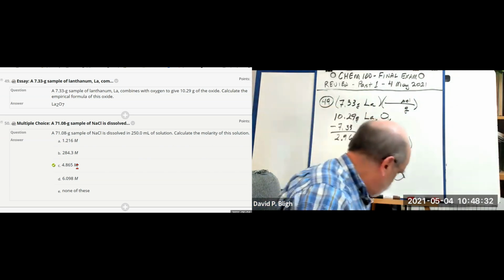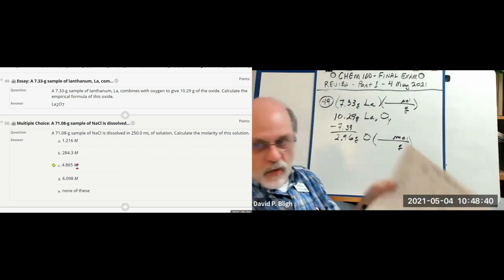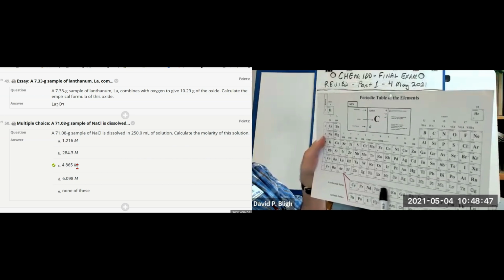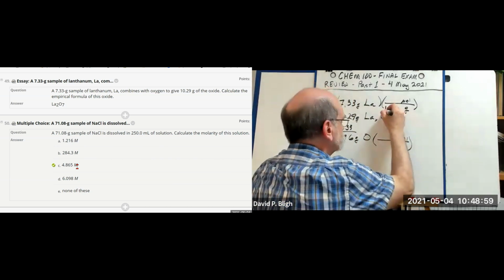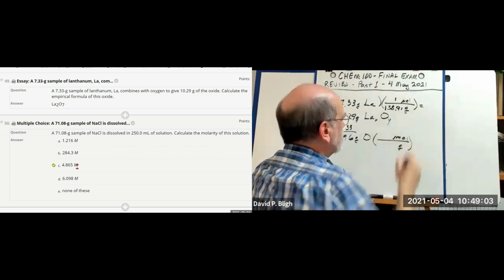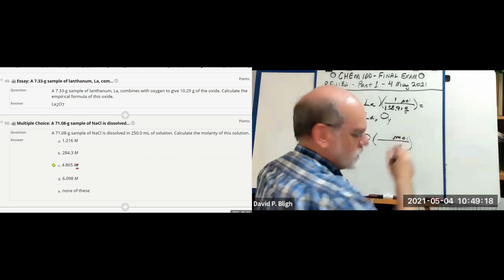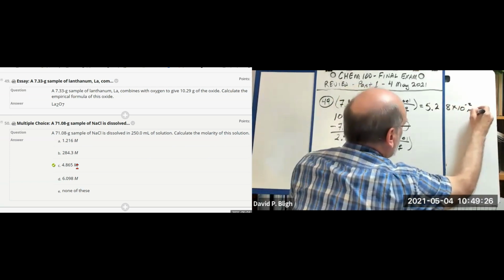So lanthanum, we just look it up. Let's see. Remember the group called lanthanides, right? They begin with lanthanum. So you go way down here, right there, right? So lanthanum, and then it kicks down here to this group right there. Those are the lanthanides. They start with lanthanum, which is 138.91 grams. So we divide that into 7.33. 7.33, enter. 138.91 divide. So you get 5.28 times 10 to the minus 2 moles.